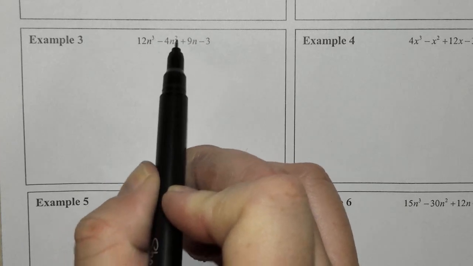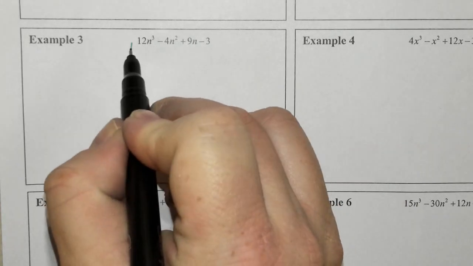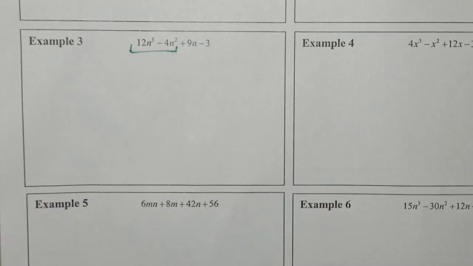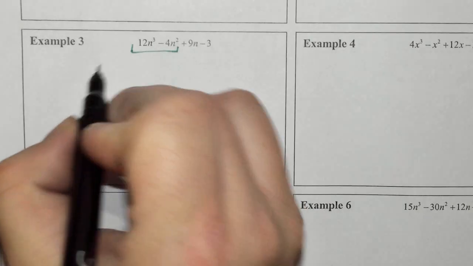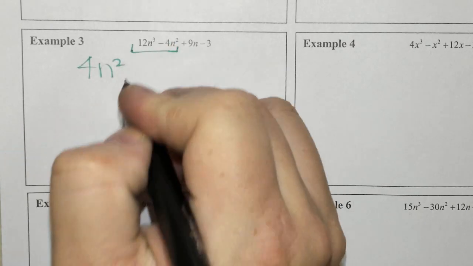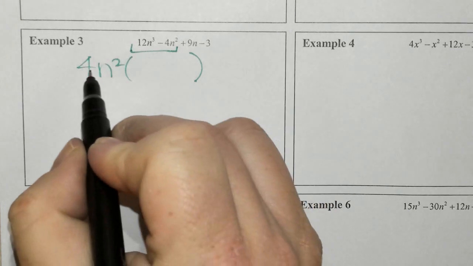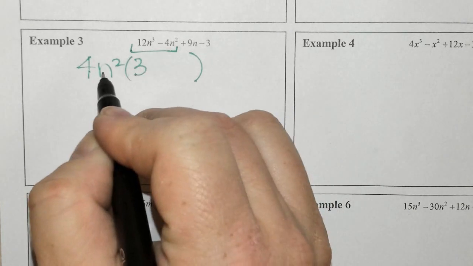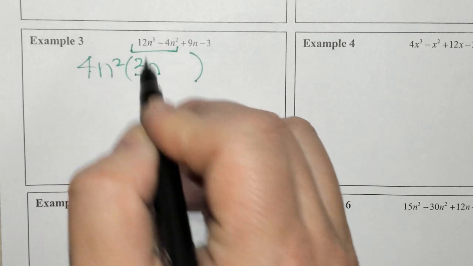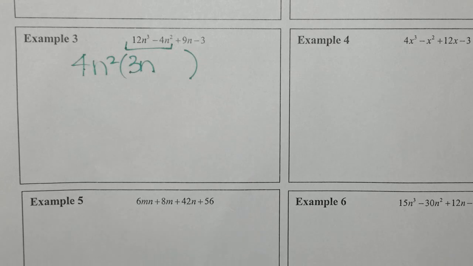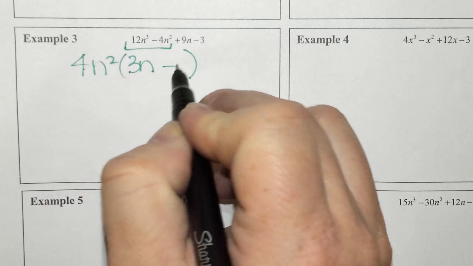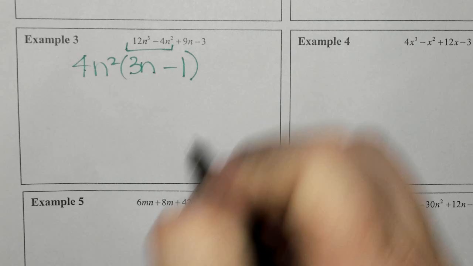Next up, are they lined up? Yes. N cubed, n squared, n to the first. All right, so here we go. I can factor out a 4n squared. 4 times 3 is 12. I have 2 n's. I attach one more. Now I have 12n cubed. 4n squared times negative 1 is negative 4n.